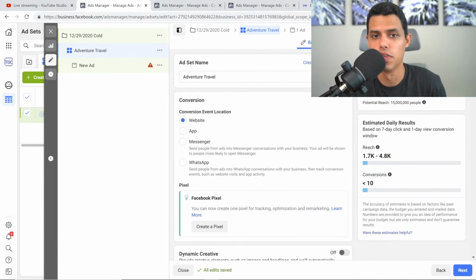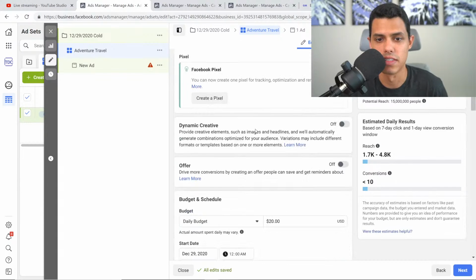So right here we put the ad set name adventure travel, so we can identify the specific ad set. As you can see, obviously if you're running 5-10 different ad sets with a specific budget, you will know exactly the name of the ad set, okay?